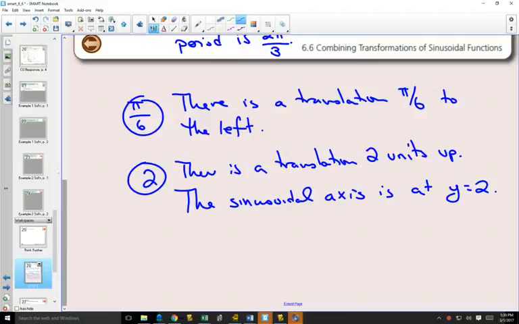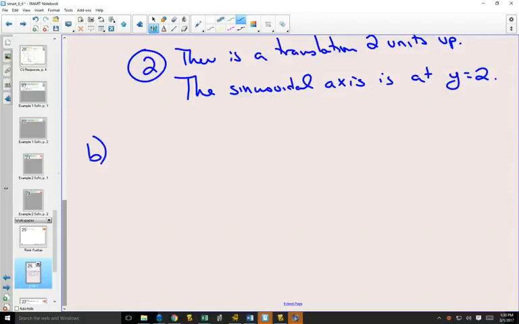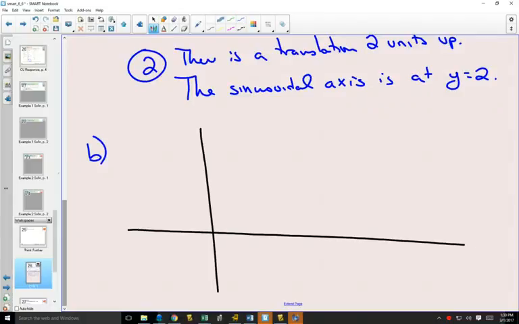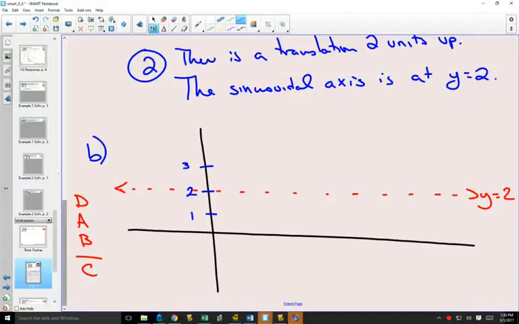Now in part B, it said to actually graph this one. So off to the side here, just to remind us of our DABC, we start with our D value, sinusoidal axis, at y equals 2. Then we go to our A value. And with our A value, we mark our maximum and our minimum value.